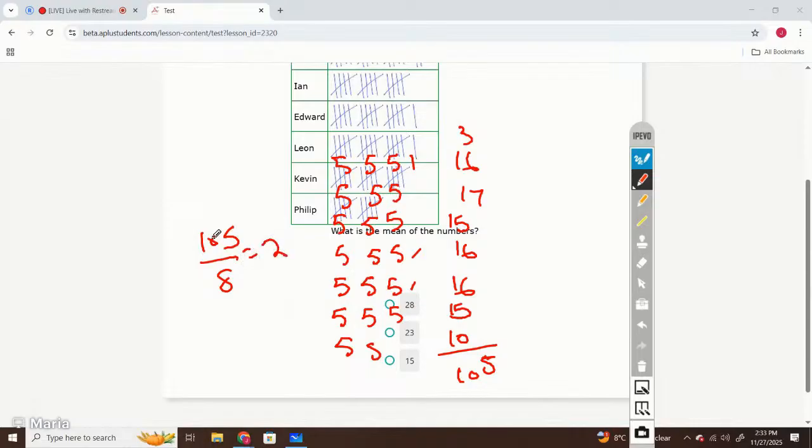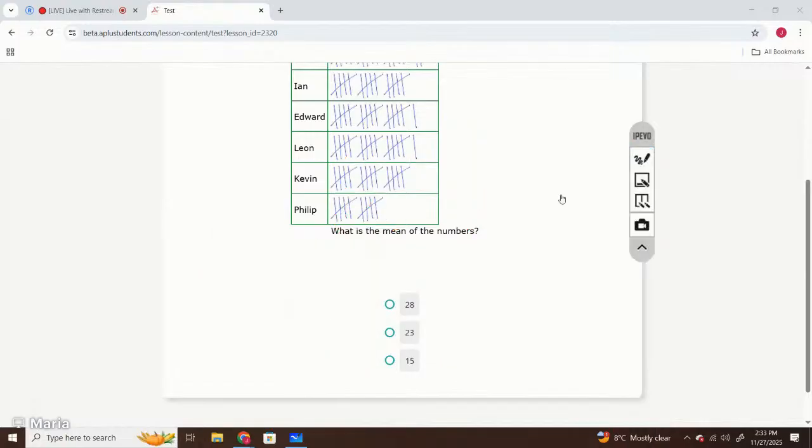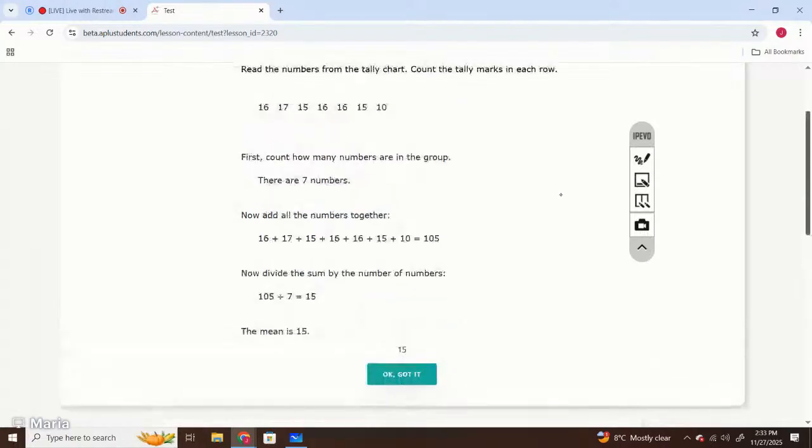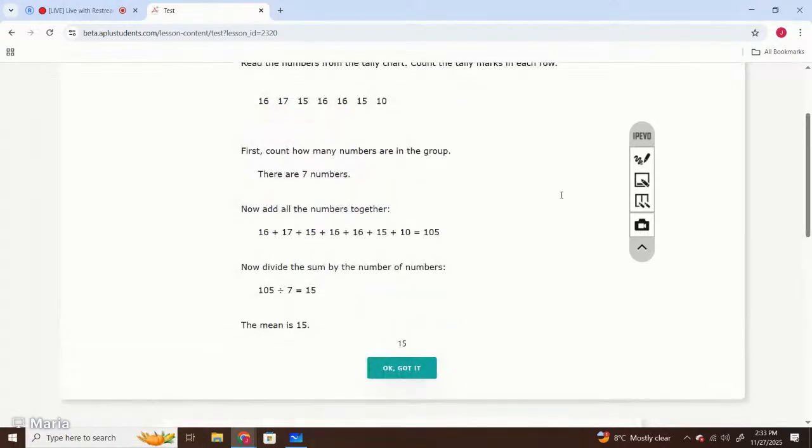8 times 2 is 16. 8 times 3 is 24. The correct option is option number 2, that is 23. 15. We have 1, 2, 3, 4, 5, 6, 7. So 105 divided by 7 is 15. So the correct option is 15.